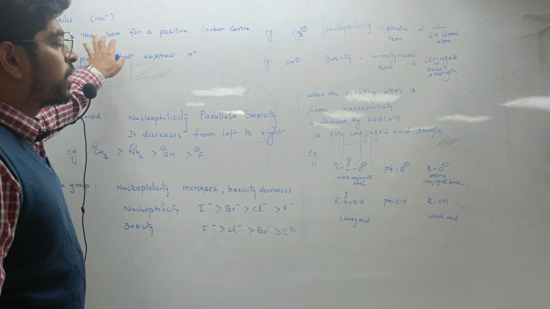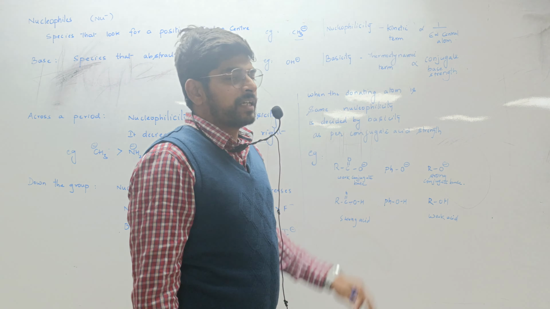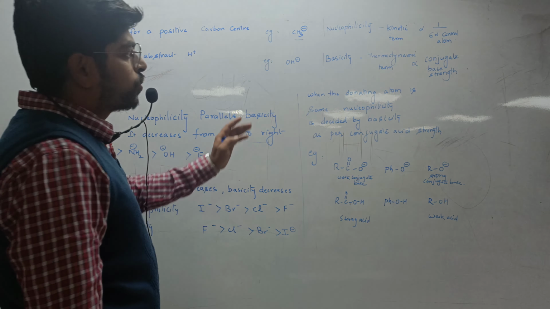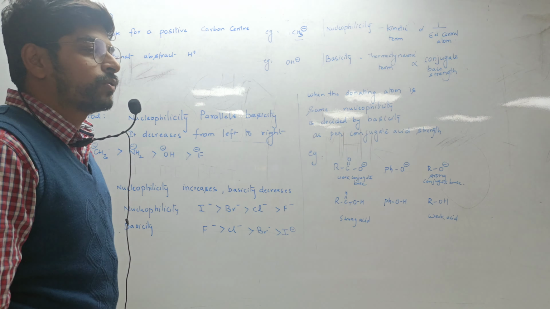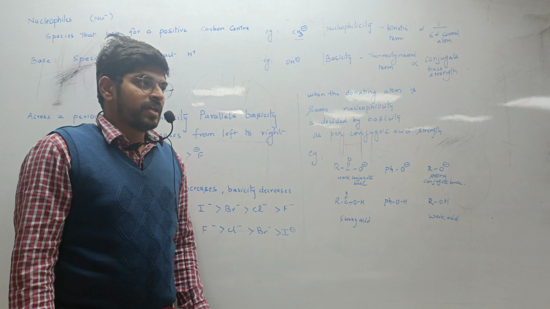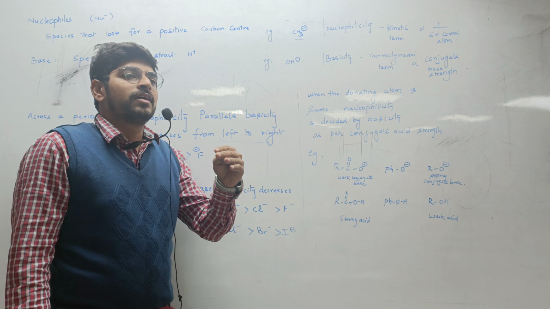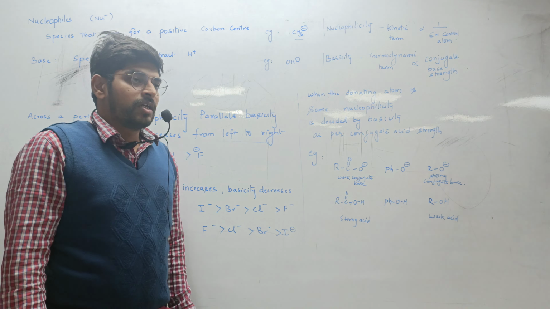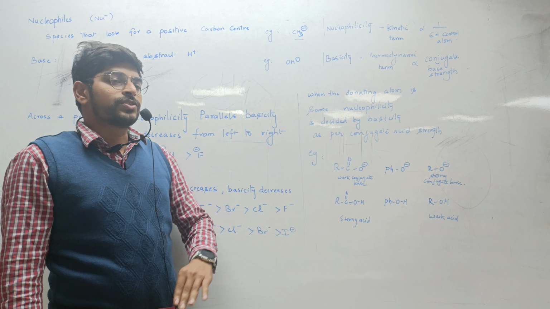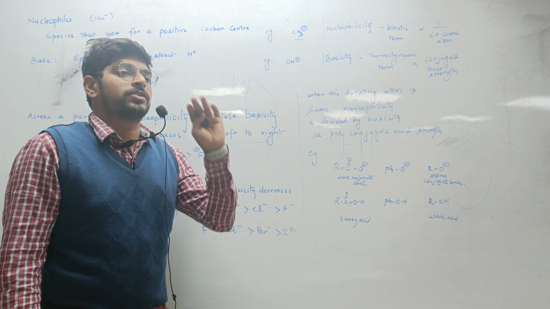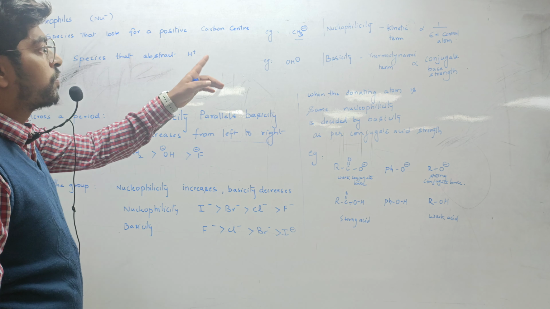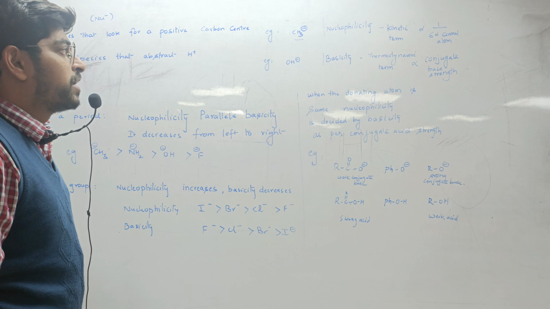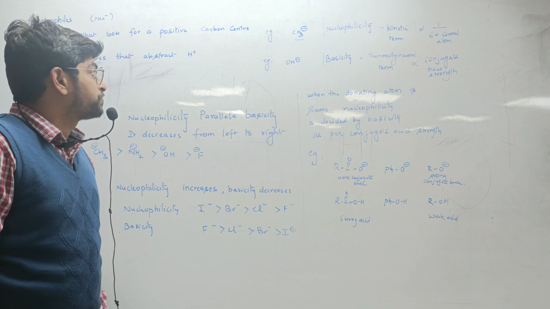The word nucleophile or nucleophilicity is a kinetic term, and nucleophilicity is inversely proportional to the electronegativity of the central atom. If the electronegativity is high, it is not ready to give the electrons or attach at a positive site. If electronegativity is poor, it is readily available to attach at a positive site. That is why nucleophilicity is inversely proportional to the electronegativity of the central atom.